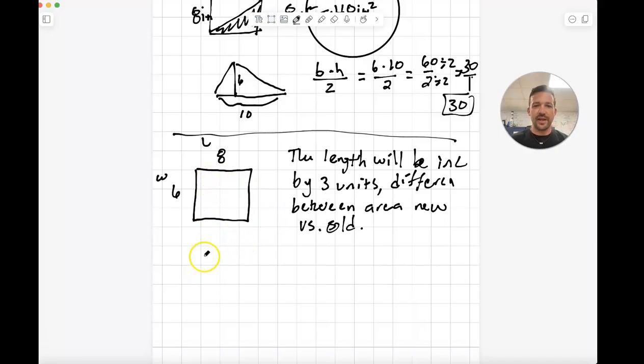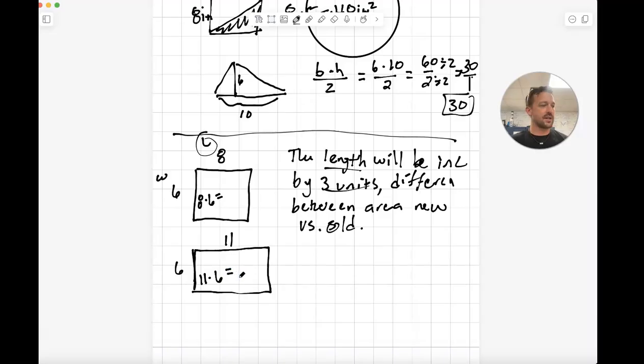Okay, so this is our beginning one. That's the old one, right? And then we're going to increase the length by 3 units. And we said the length is this one, right? So this one's still going to be 6. I'm not going to change that one, right? But I'm going to make it longer now, because it's no longer going to be 8. It's going to be 8, 9, 10, 11, right? It's going to be 11 units now. So if you wanted to figure out the difference here, you would do 8 times 6 here, and then here you would do 11 times 6.